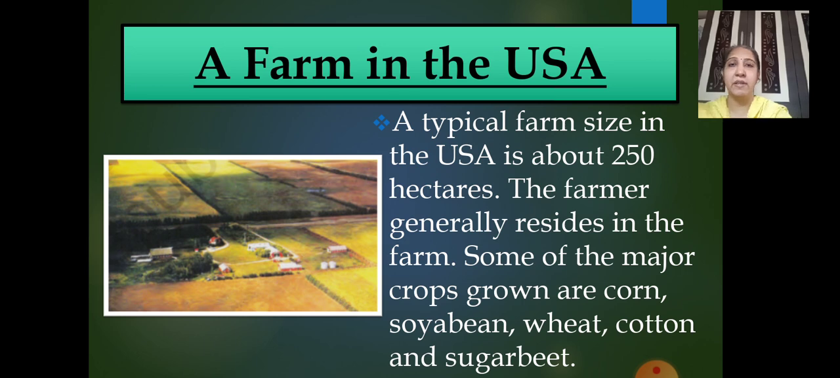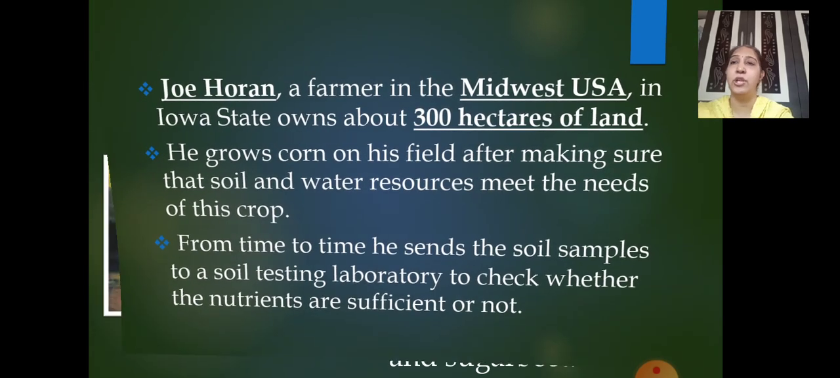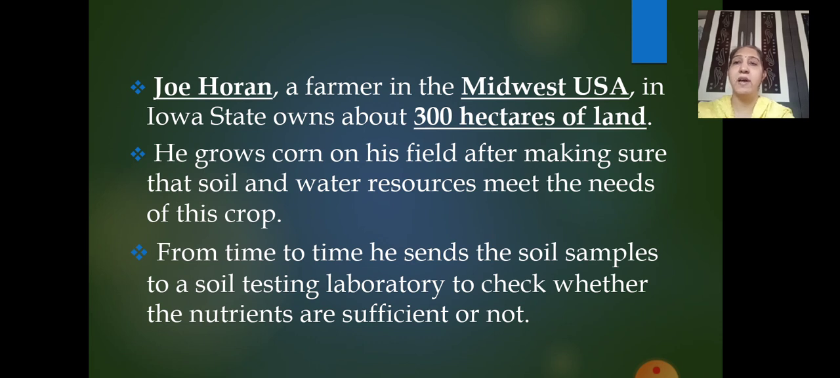Now, here we will be learning about the story of Horan, a farmer in the Midwest USA. In Iowa state, he owns about 300 hectares of land. See the comparison now, okay? He grows corn on his field after making sure that the soil and the water resources meet the needs of this crop. He grows corn on the field after making sure that the soil as well as the water resources are according to the crop that he is going to cultivate.